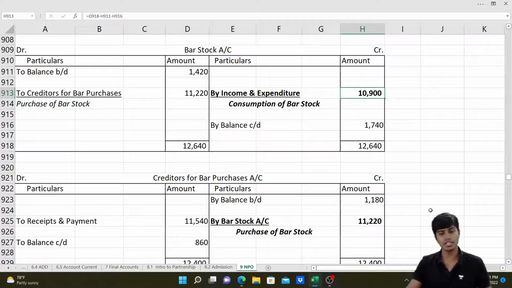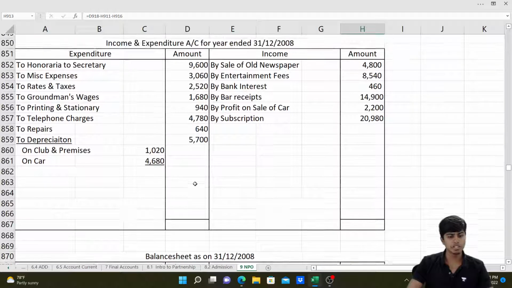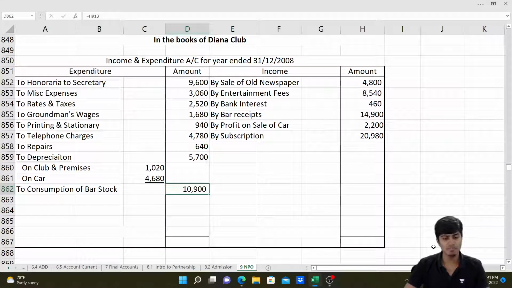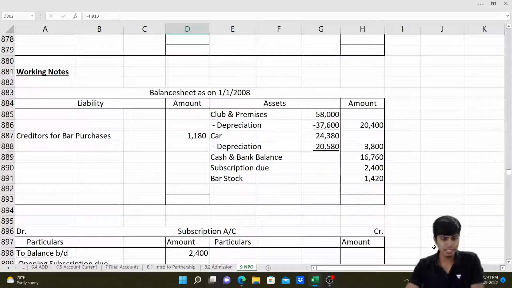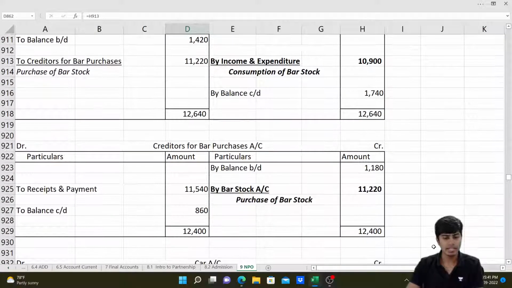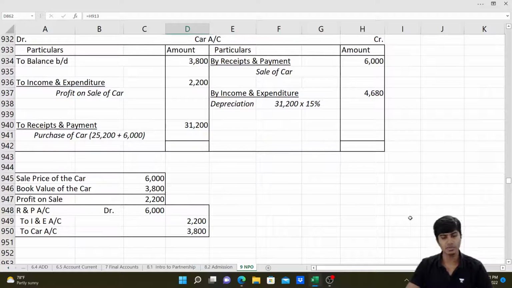10,900 rupees is the consumption of bar stock during the year. And this 10,900, let me write in my income and expenditure account as expense. In my income and expenditure account, I will write on the expense side to consumption of bar stock 10,900. By this, we're done with our subscription account, bar stock account, creditors for bar purchases account. Now we'll go to the last ledger, car account. Car account, opening balance 3,800.